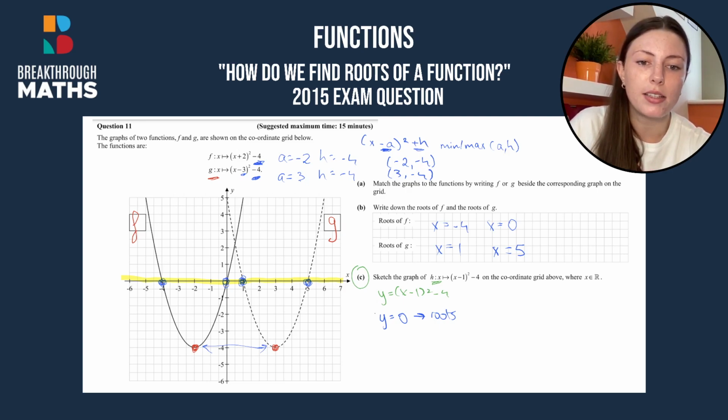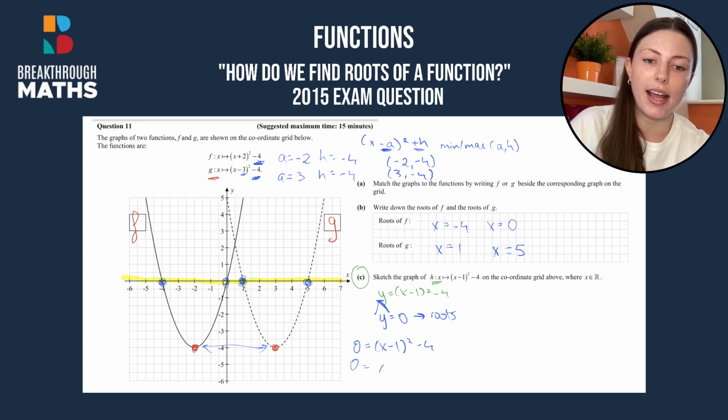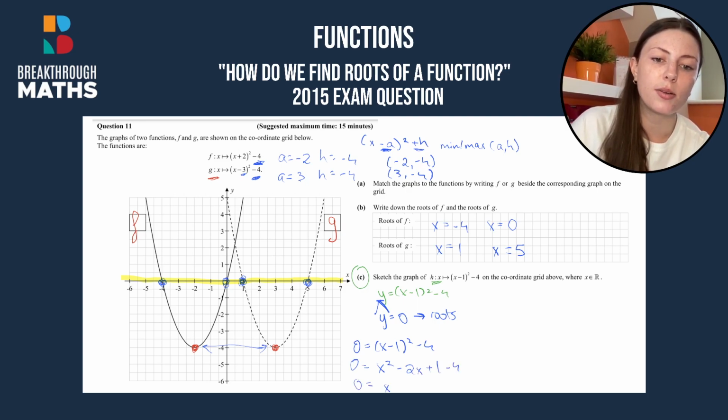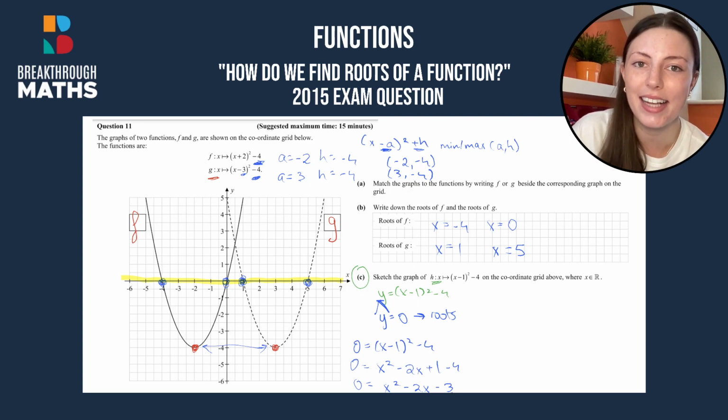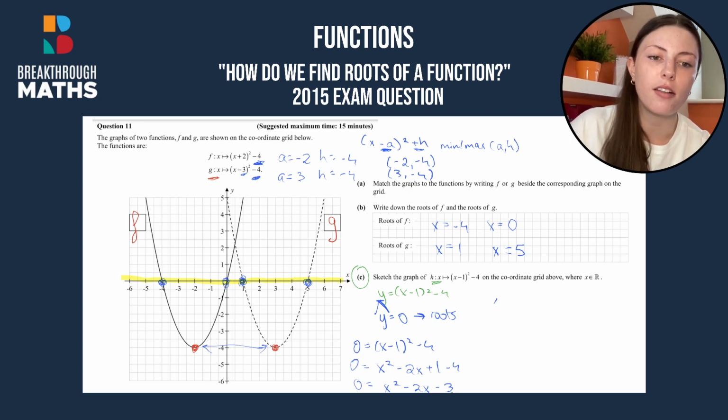So if we replace y with 0, we will get 0 is equal to (x minus 1) squared minus 4. Multiplying that out, we'll have x squared minus 2x plus 1 minus 4, which will leave us with 0 is equal to x squared minus 2x minus 3. And as we can see, this is a quadratic. It has an x squared, an x, and a number. So we'll now solve this quadratic.